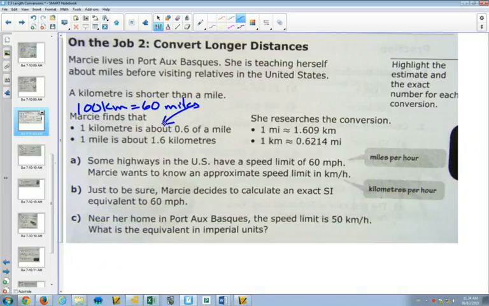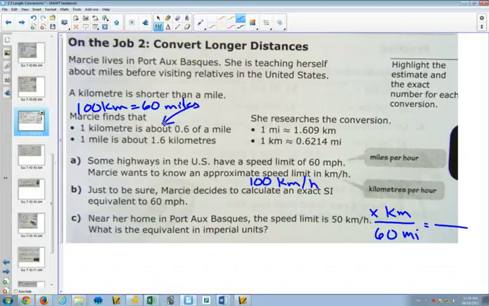These are more accurate conversions. 1 mile is approximately 1.609 kilometers, or 1 kilometer is about 0.6214 miles. So here, 60 miles per hour, what is that approximately in kilometers per hour? We know that one is approximately 100 kilometers per hour. But if we want to calculate it exactly, that's when we would set up our proportion. Now, when you set up your proportion, we want to find out how many kilometers is 60 miles.